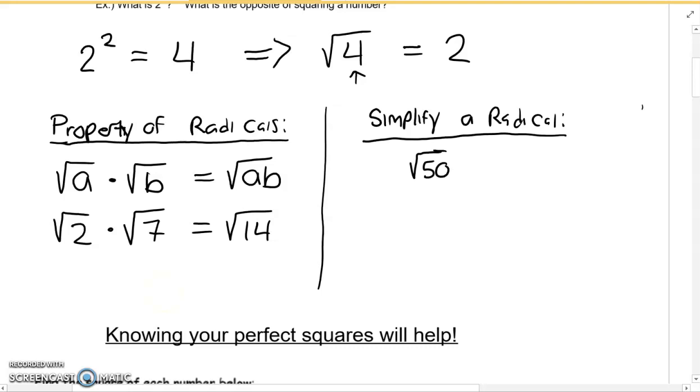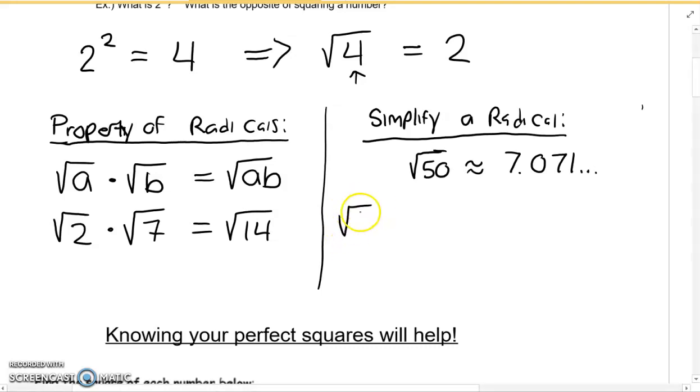7 times 7 is 49, which is really, really close. But if I put the square root of 50 in my calculator, I'm going to get a decimal answer of 7.071. Okay? Now, is there a way that I can simplify this, rewrite it a different way so that the number inside of the radical is a little smaller?